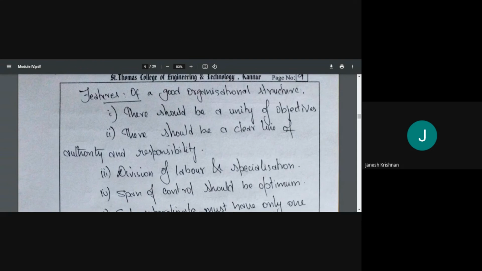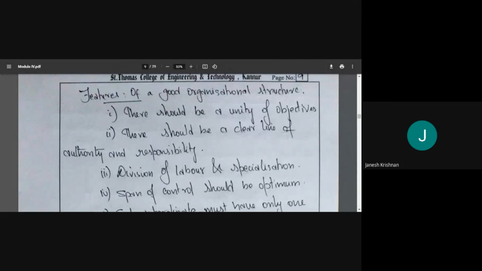There should be a clear line of authority and responsibility. If somebody has to make a decision on a topic, then there should be a properly designated authority. Then division of labor and specialization. As we said, a person who has good driving skills should be added to transportation. So when we divide labor and give them certain tasks, that increases their specialization. When you're doing projects in one topic, you become more and more specialized. You become an expert in that particular topic.